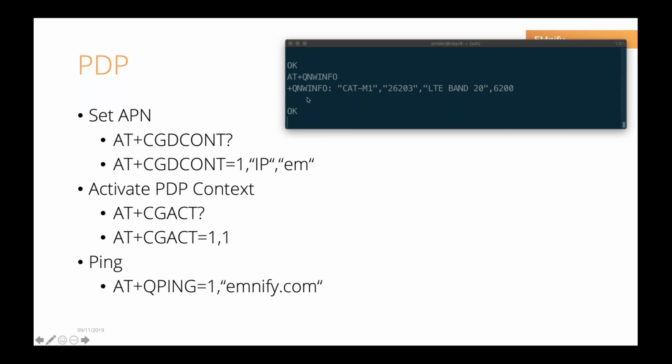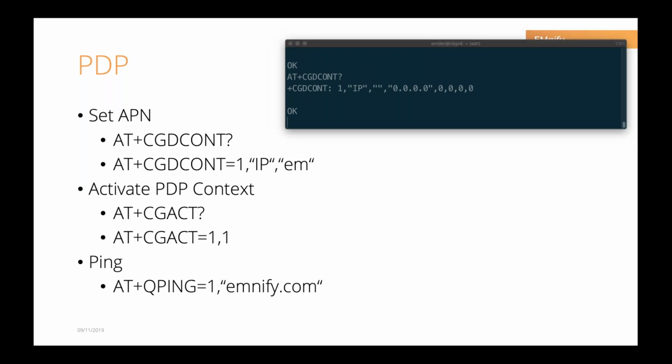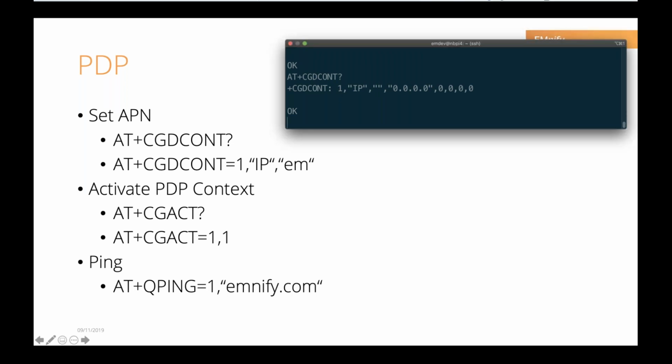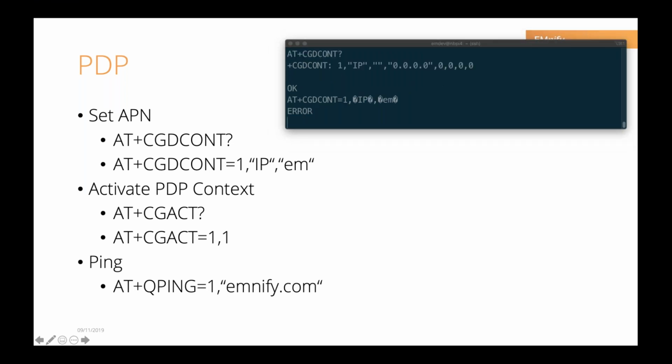Okay, so PDP context. So I believe we already have one active here, but of course we can check. So this command here checks what the status of the PDP context is. I've already defined one. So you can define many. One means is the ID, and we're using IP type. At the moment, we haven't set an APN, but we can do that, of course. This is one very common configuration that we would do, is to set the APN to EM.